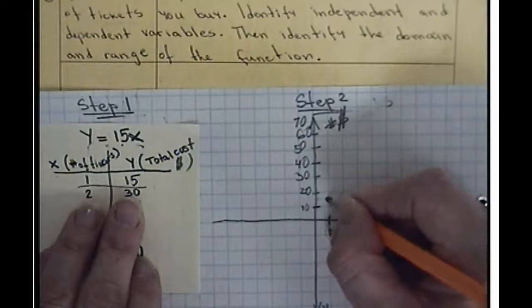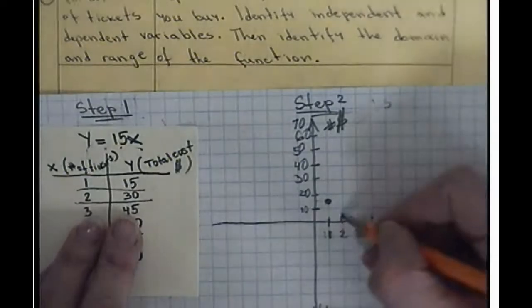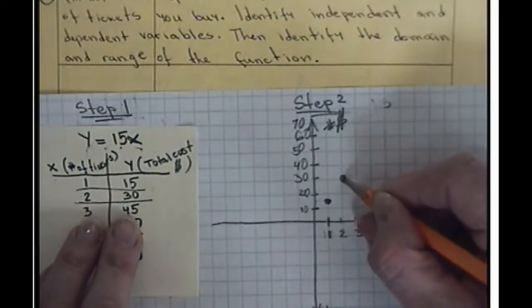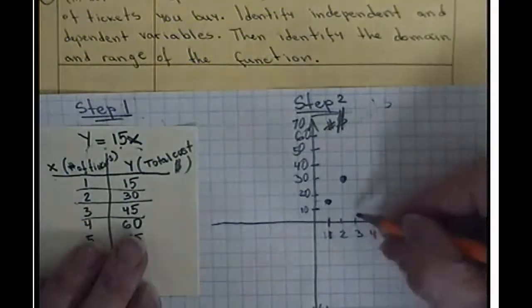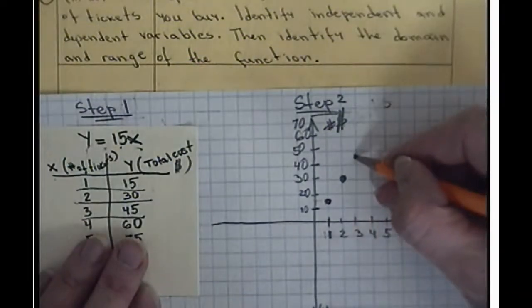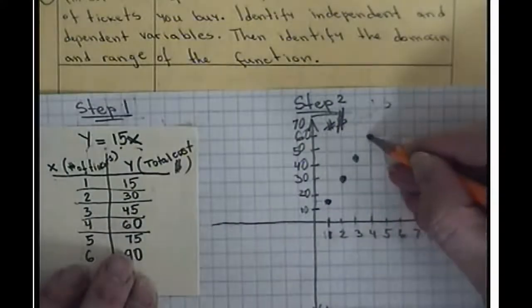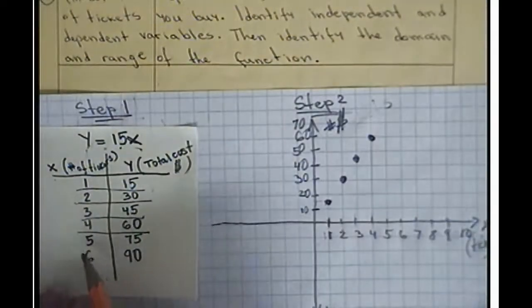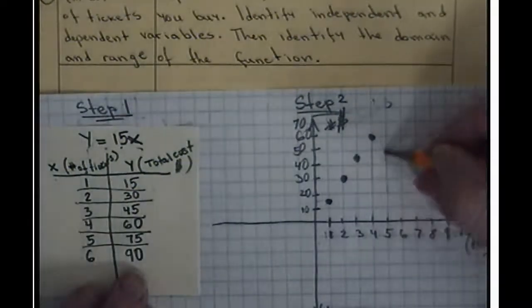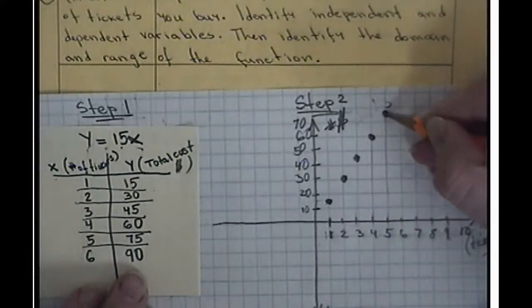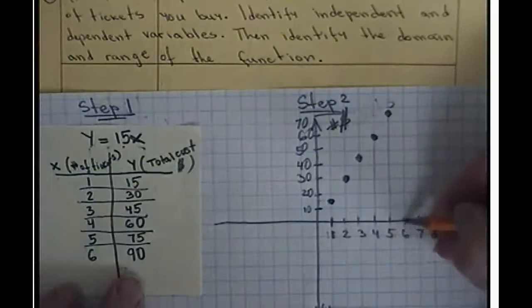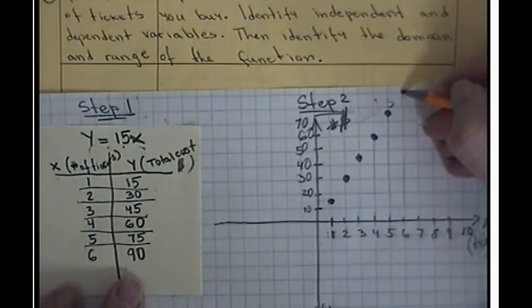Let's begin. X is 1 ticket, here's X is 1 ticket, cost $15. So that's my first point on the graph. Then the second point will be 2 tickets, cost $30, so right here. Then 3 tickets cost $45, which is right here in the middle. Then 4 tickets cost $60 right here. Then 5 tickets cost $75, so again this will be right here. And the final thing, 6 tickets will be $90, which will be right up here.